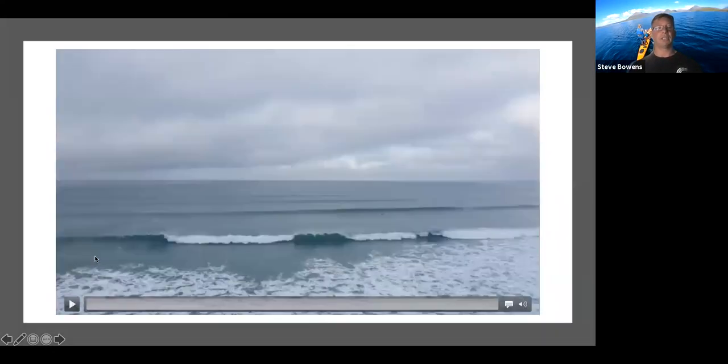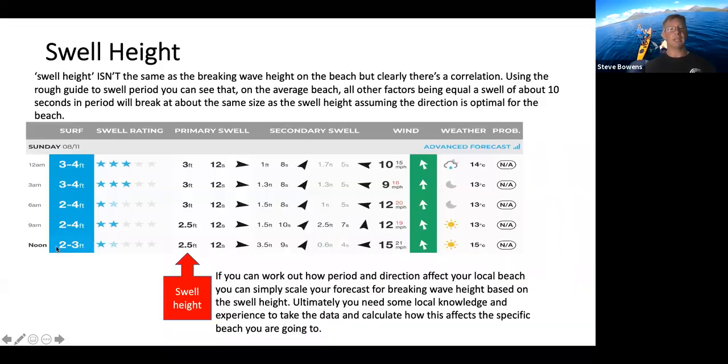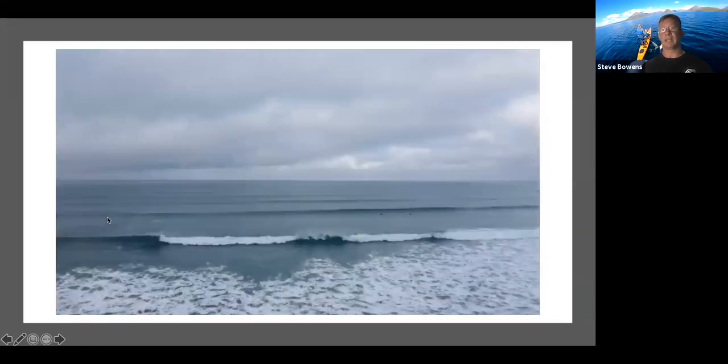I'm going to skip back to the forecast again, so you can see that this is saying it's around about 2 to 4 foot. It's 2 stars filled in. The swell height is 2.5 foot, the period is 12 seconds, and the direction is westerly. And what that looks like is that.